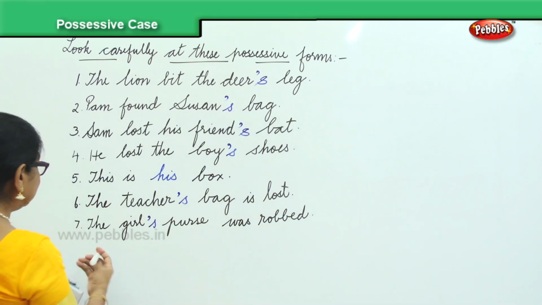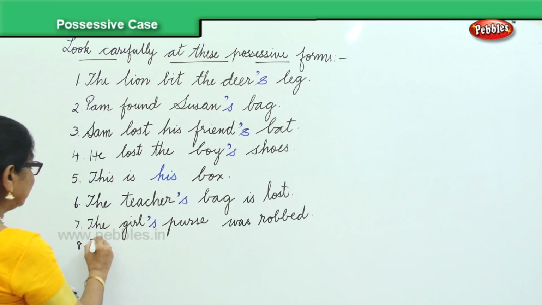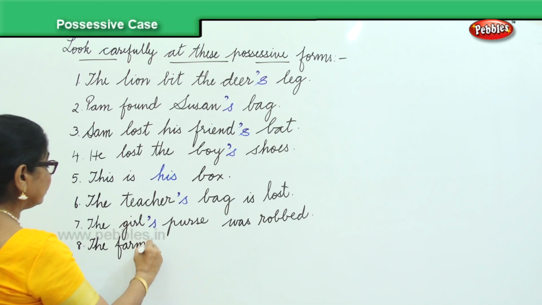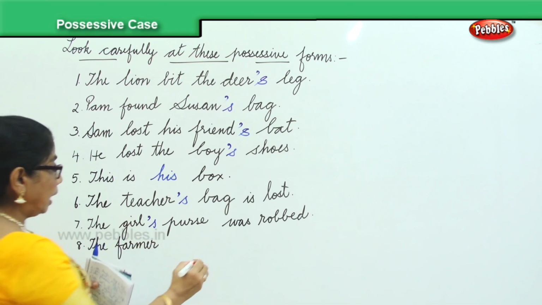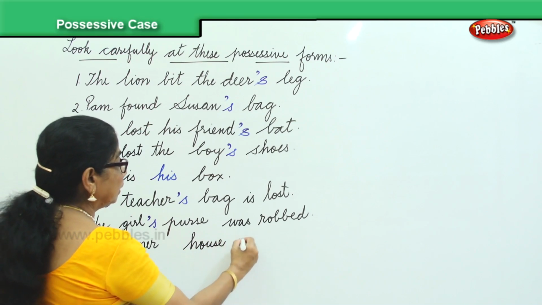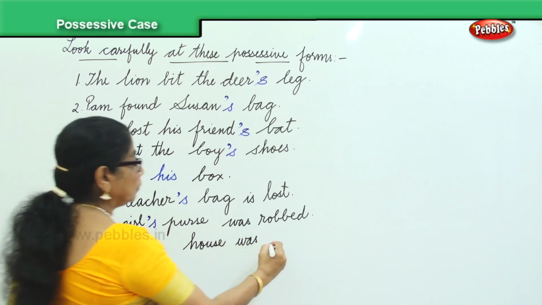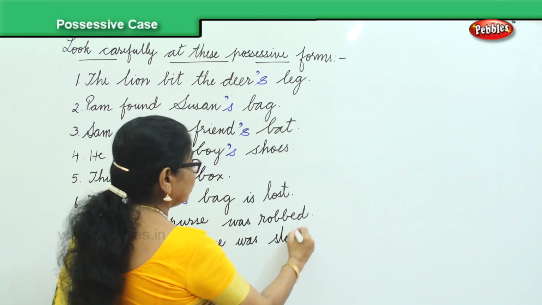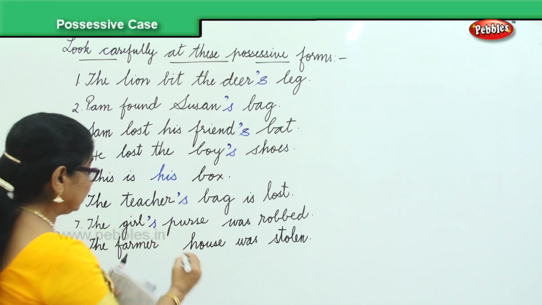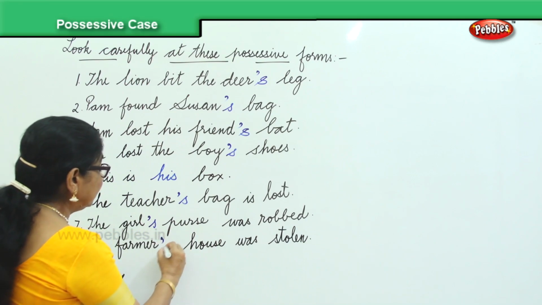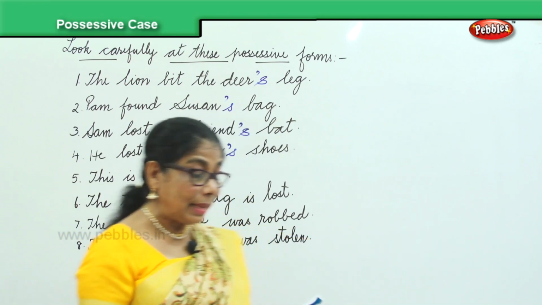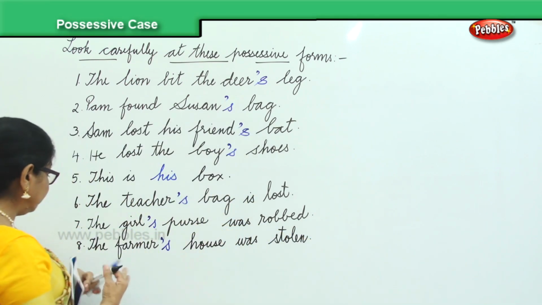The farmer's house was stolen. Next, the cat's tail was cut off.